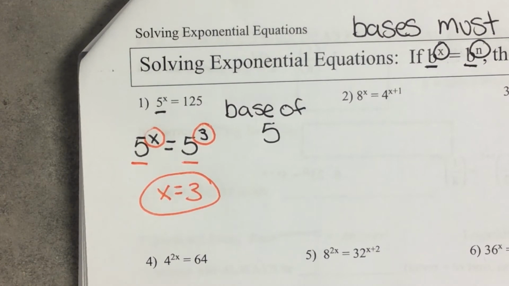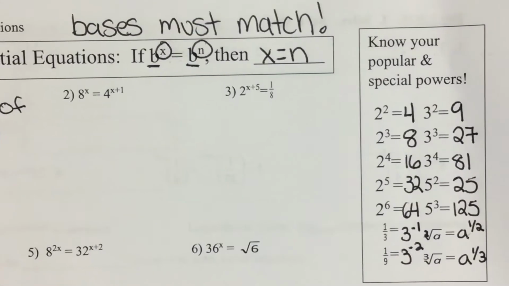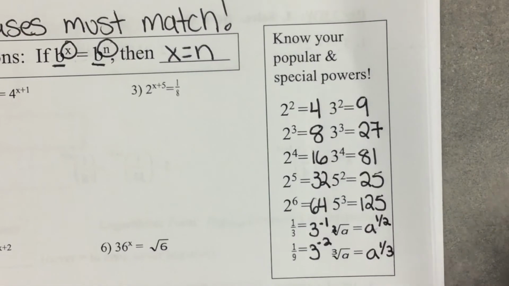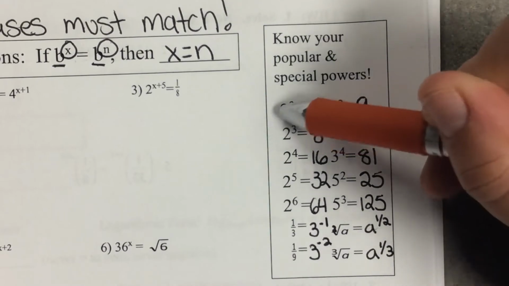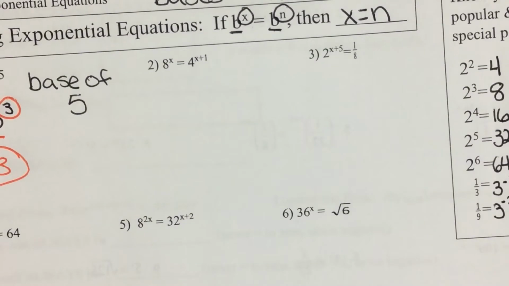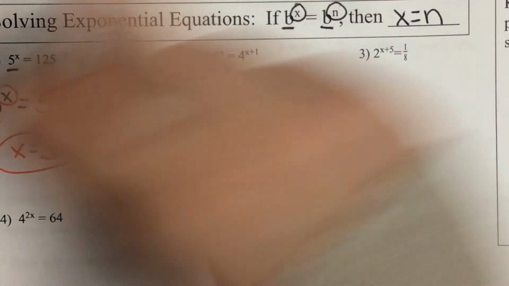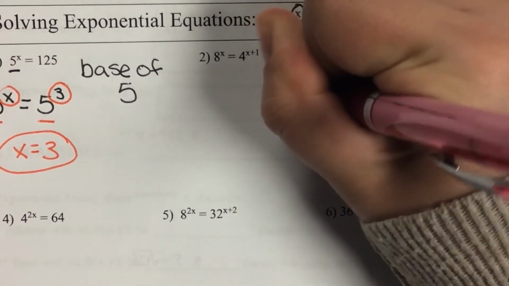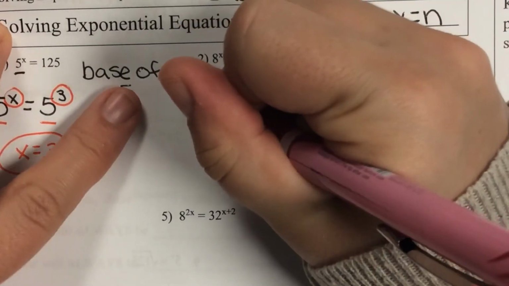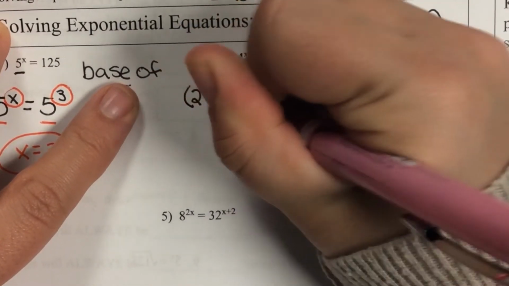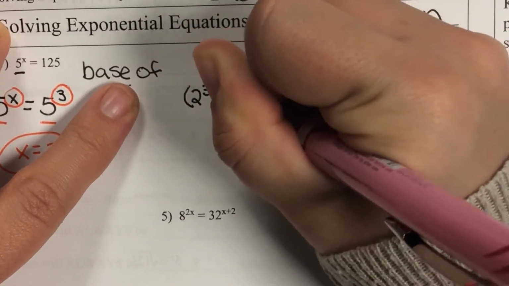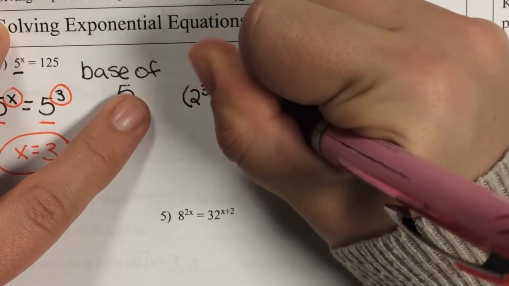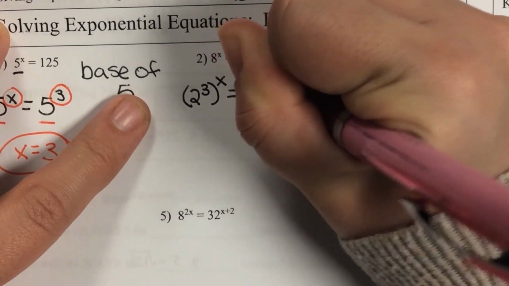So let's take a look at number 2. 8 and 4. If we look over at our chart, we have 4 and 8, and they're both written with a base of 2. So we can rewrite these with a base of 2. So let's do it. We can write 8 as a base of 2. So 2 to the third power, and we've still got to raise that 8 to the x power. So we're going to write it like this. And then over here, we're going to have 2 squared to the x plus 1 power.